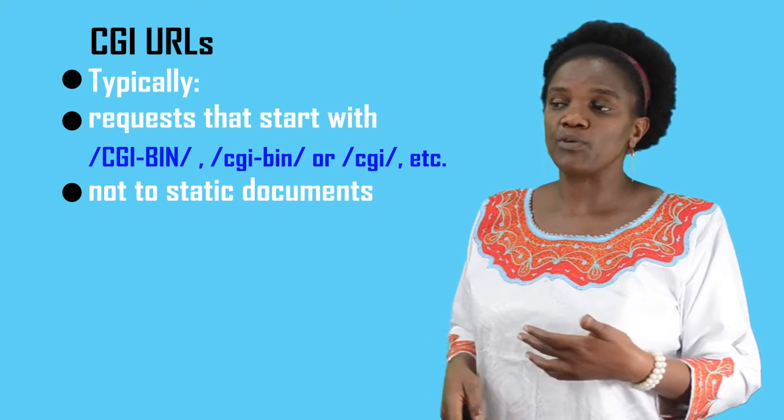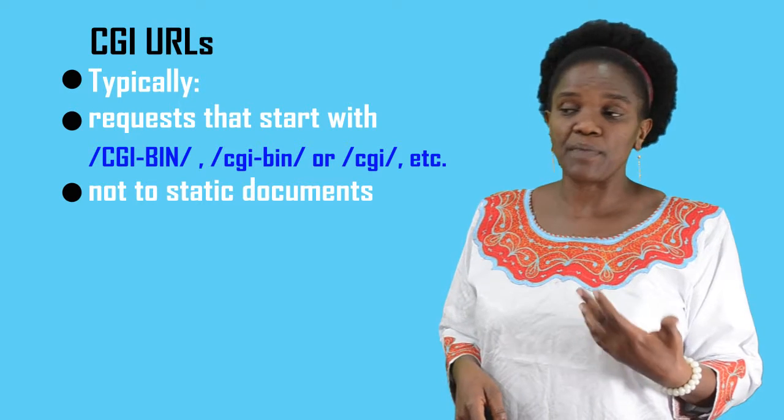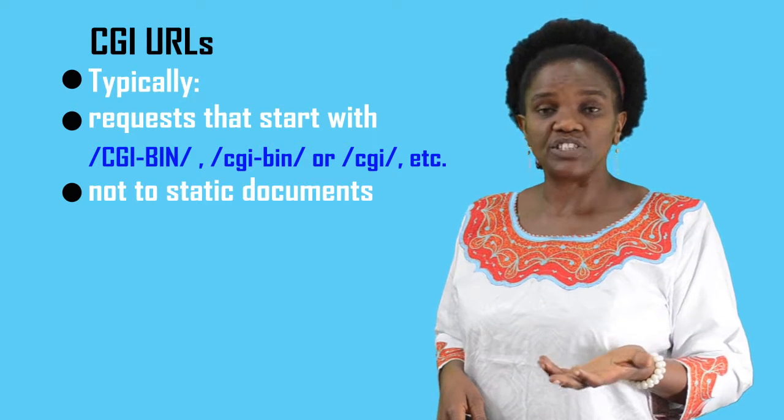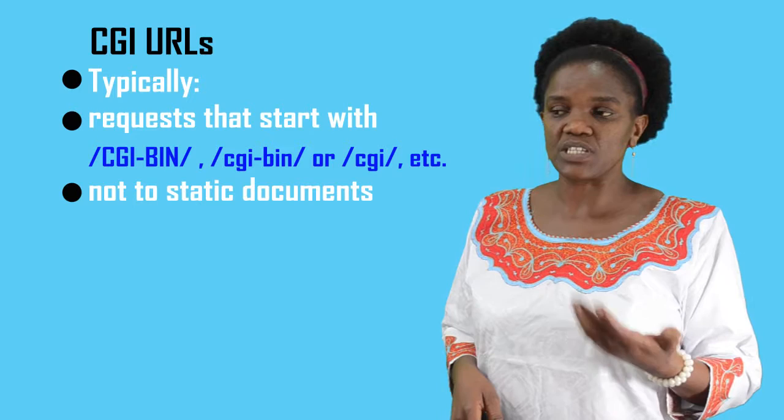Now let us look at CGI URLs. There is a mapping between URLs and CGI programs provided by a web server. The exact mapping is not standardized. A web server needs or can set it up. Typically, a request that starts with cgi-bin or CGI-bin, this should be known as not a static document.